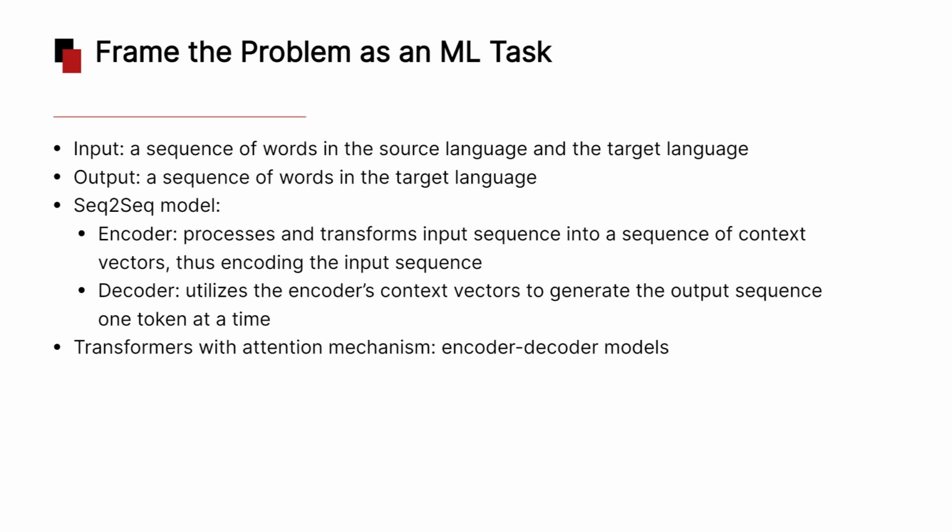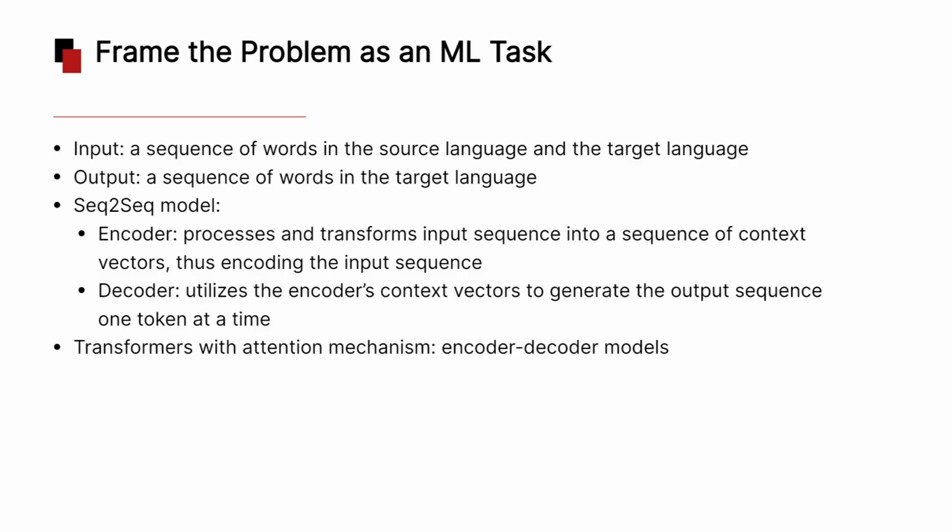2. Sequence-to-sequence model. To handle this mapping, we use a sequence-to-sequence, seq-to-seq, model architecture, which consists of two main parts. The encoder processes the input sequence and compresses the information into a set of context vectors that capture the semantic and syntactic information of the source sentence. The decoder then takes these context vectors and generates the output sequence word by word, predicting one token at a time conditioned on the previous tokens generated.